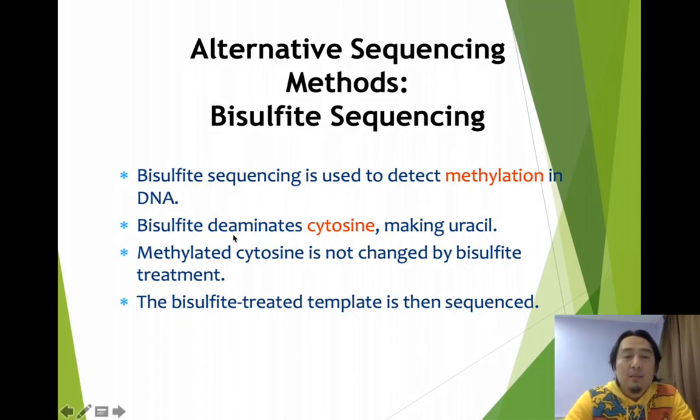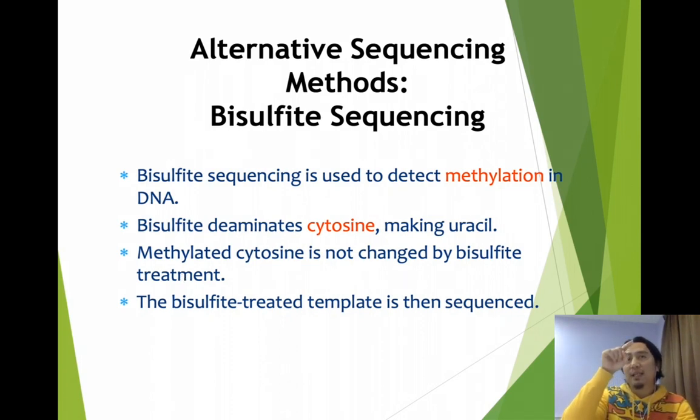Okay, so in the first step, bisulfite conversion, cytosines that are not methylated will be changed into uracils. Whereas the methylated cytosine is not changed by bisulfite treatment. So if the cytosine is already methylated, it will not change. It is still methylated cytosine. But if a C is not methylated, it will change to uracil, U.